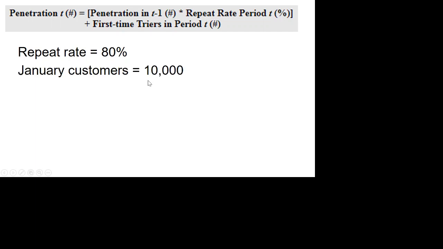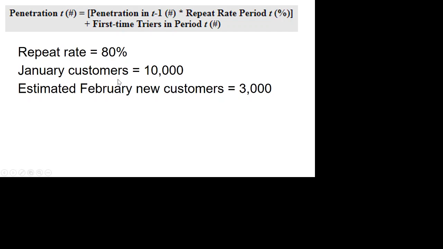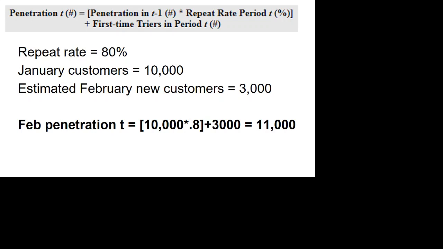Say 10,000 customers signed up in January, and you expect in February that you're going to have 3,000 new customers, these are going to be the first-time triers. So our penetration in February is based on the number of customers from last period. Penetration T minus 1, January, is 10,000. You multiply that times your known repeat rate of 80%, and then add your anticipated first-time triers for this new period, 3,000. Add those together, you get 11,000. That's your estimated penetration. Remember, this is an estimate.